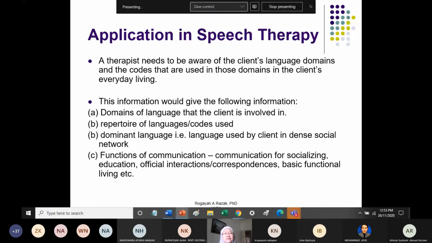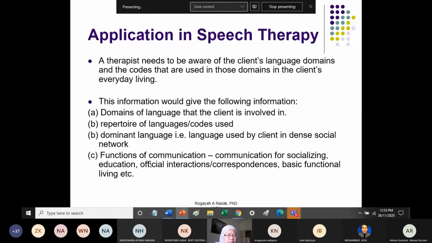These are all the information that you should gather if you want to accurately describe this client in your report or in your management of this client. So the domains of language is very important. The repertoire of languages is very important. The networks, the social networks that the client has, is also important. And what are the uses?